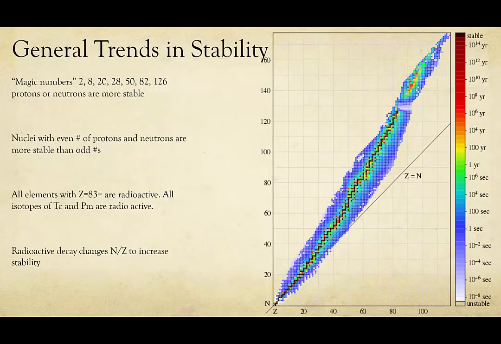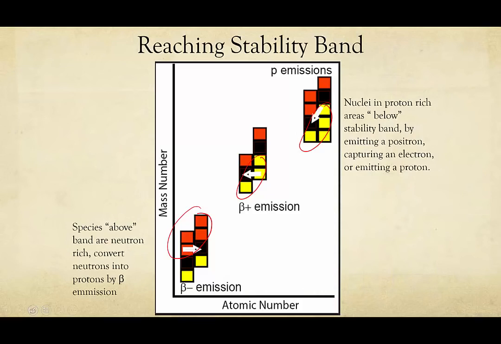With those rules aside, let's also look in more detail at the decay that happens in order to reach the band of stability of the ratio of neutrons to protons. Here we have a very zoomed in version of the graph on the last slide. If species are above the stability band, as we have right here, they have too many neutrons per proton. They will undergo a beta minus emission, which effectively changes a neutron into a proton, in numbers terms, lowering the ratio.